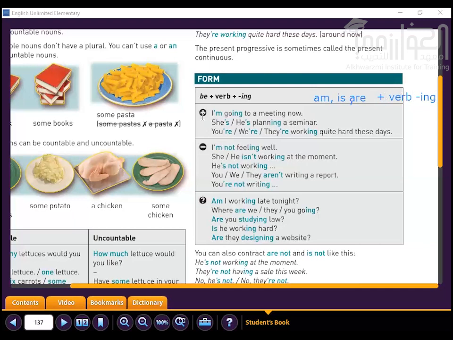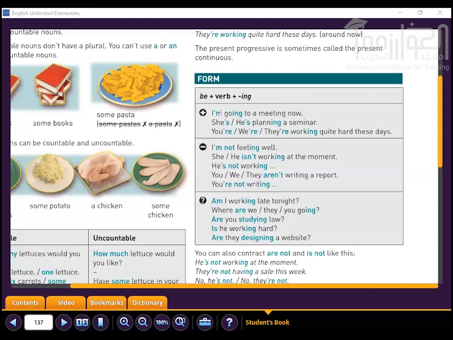Now let's look at some examples. These are positive sentences. I'm going to a meeting now. So this is the be. The am is here. And then the verb is go. And then the ing. I'm going to a meeting now. She's or he's planning a seminar. Now, because of she, the be is.